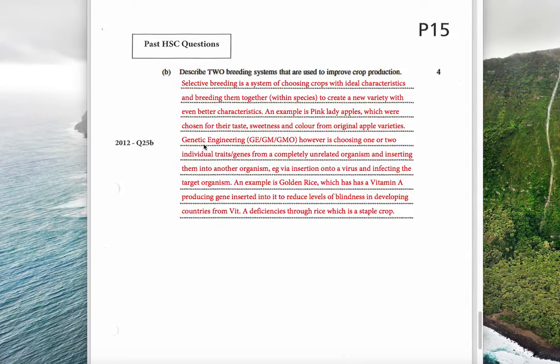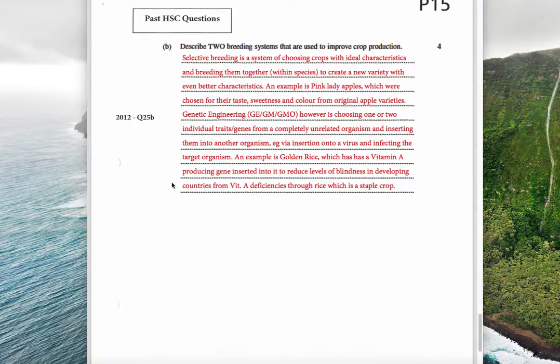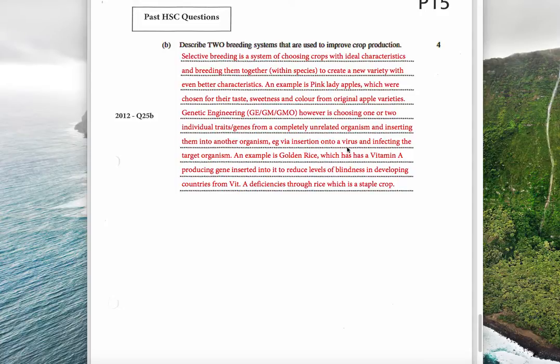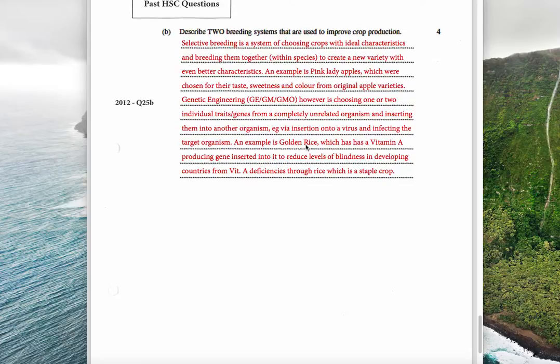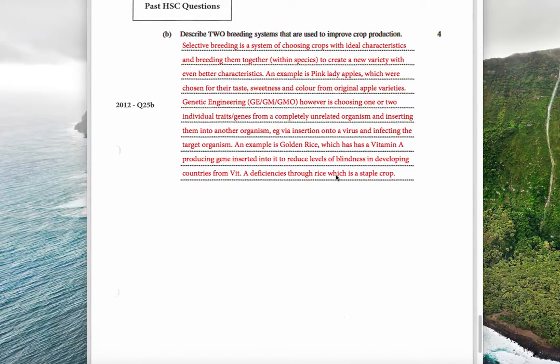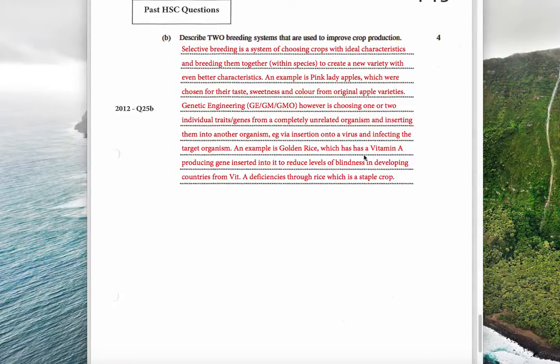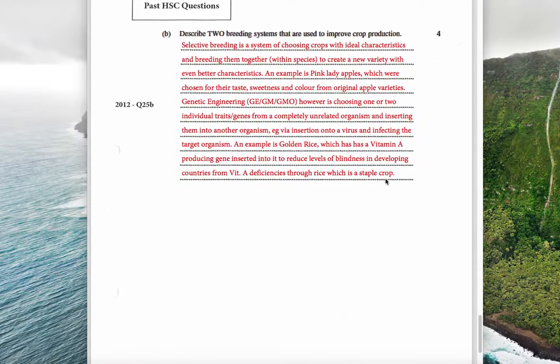The second one, genetic engineering, also known as GE, GM, or GMO, however, is choosing one or two individual traits or genes from a completely unrelated organism and inserting them into another organism. The example is via insertion onto a virus and infecting the target organism. And so an example is golden rice, which has a vitamin A producing gene inserted into it to reduce levels of blindness in developing countries from vitamin A deficiencies through rice, which is a staple crop. So I've put a lot of detail into that answer to guarantee myself the 4 marks there.